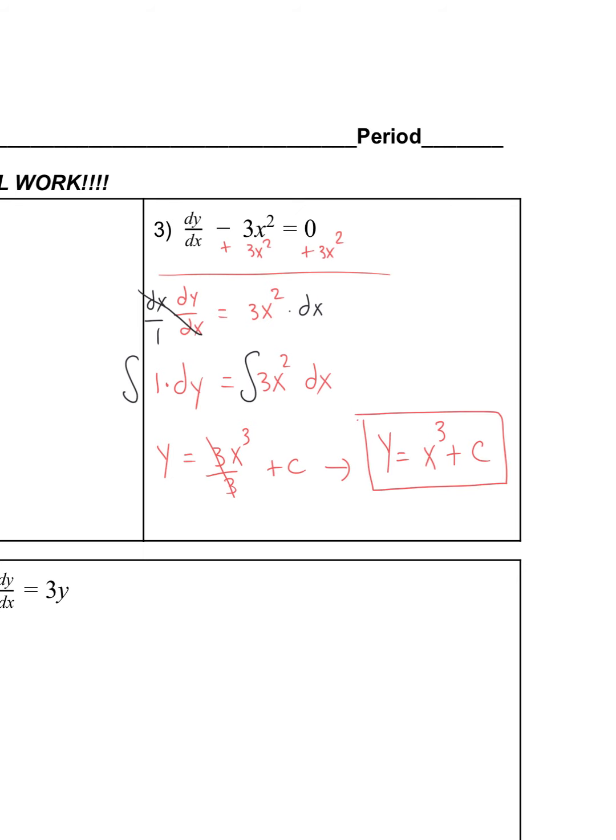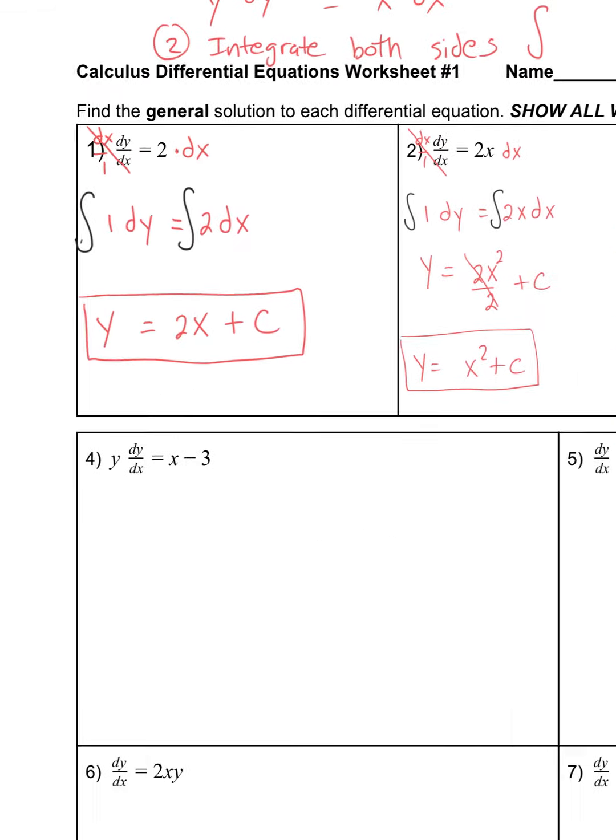All right, here we go. So those first 3 hopefully were pretty simple. Again, hopefully you're trying these on your own first. All right, let's keep going.